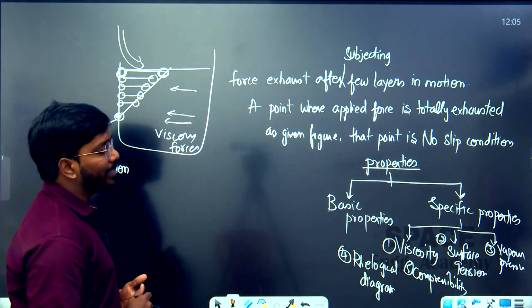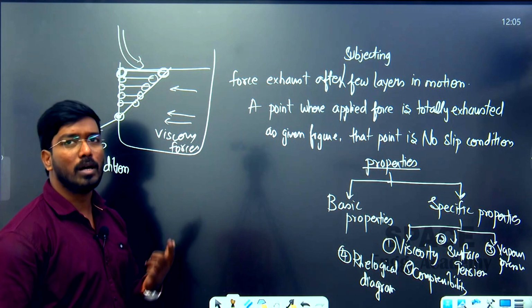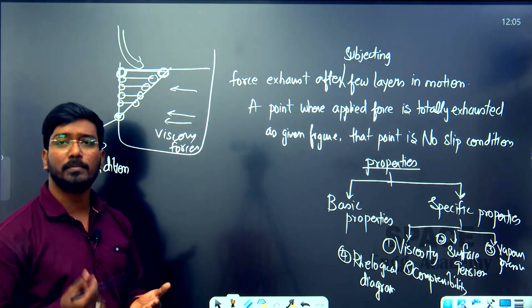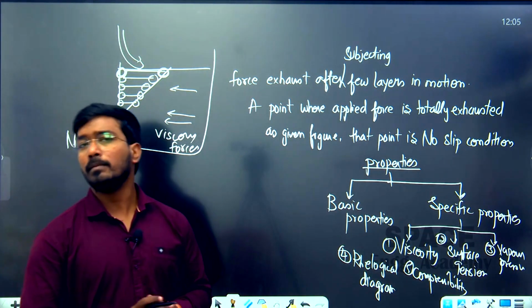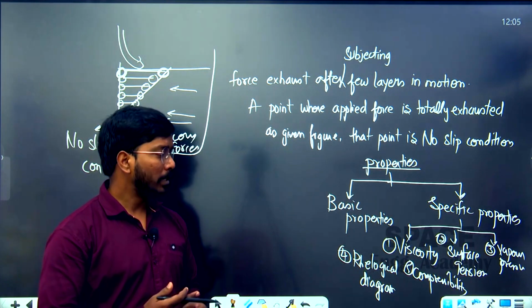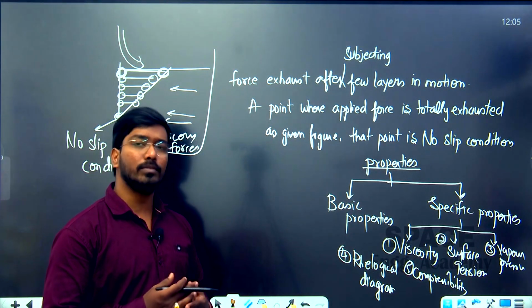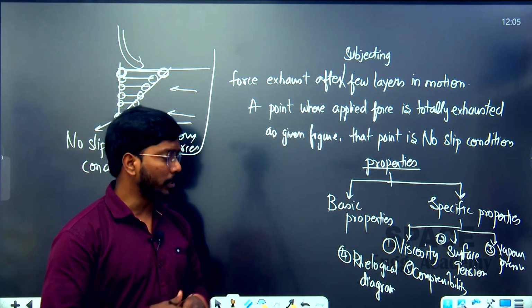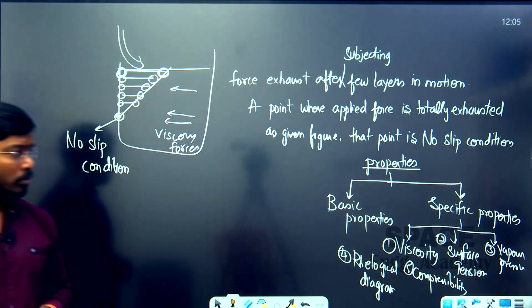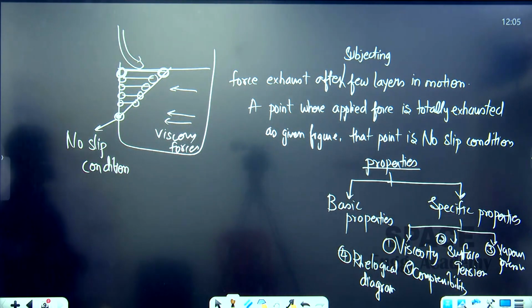In the basic property section, we will be talking about mass, specific mass, volume, specific volume, weight, specific gravity, and many more areas are there. We are going to discuss them in the basic property section. Go through it, pause the video and note it down.